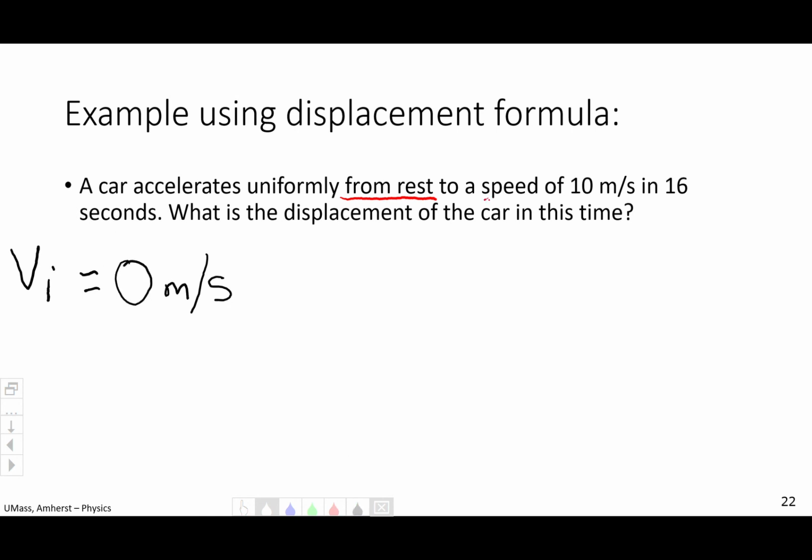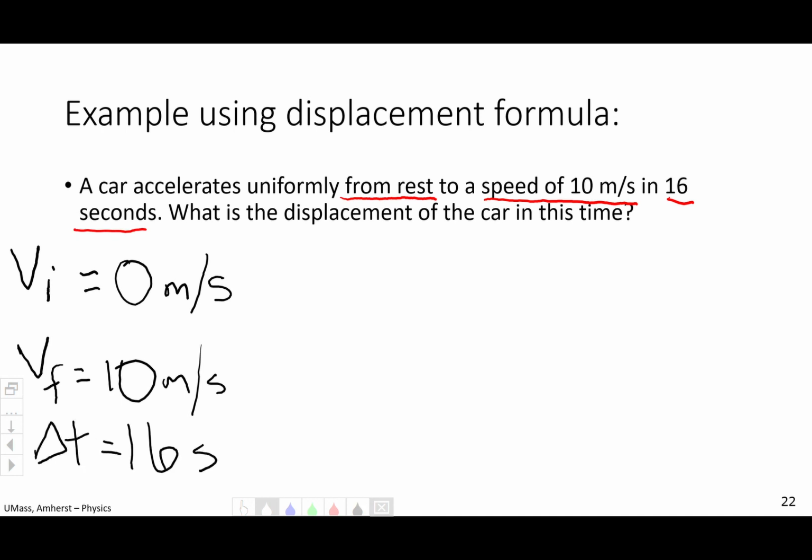So the next thing is a speed of 10 meters per second. That means our vf is 10 meters per second, in a time of 16 seconds. Therefore, our delta t is 16 seconds. And what we're being asked is, what is the displacement? Displacement, of course, is delta x. That's our unknown.